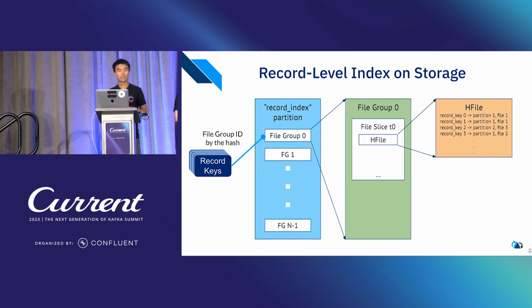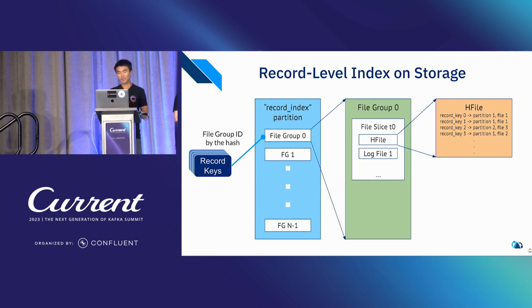So let's say we have a set of record keys to look up. The first step is we use the hash function to identify the file group that stores these keys. And then we use point lookups, without having to scan the whole file, to get the information for these record keys.